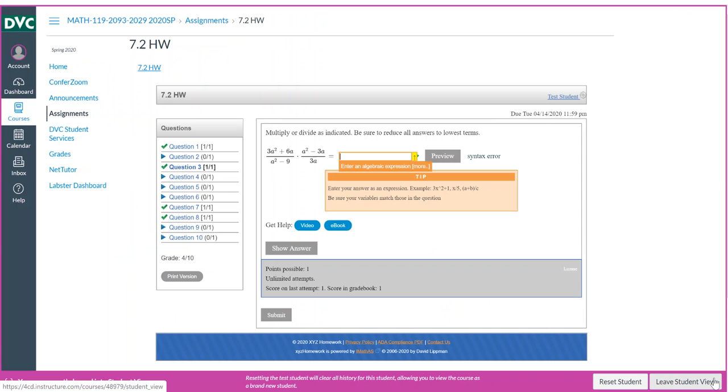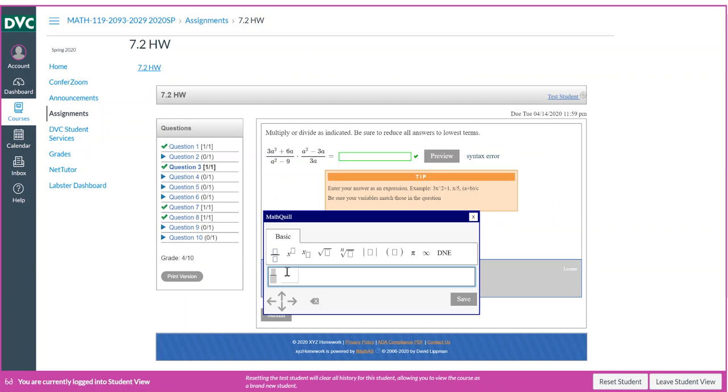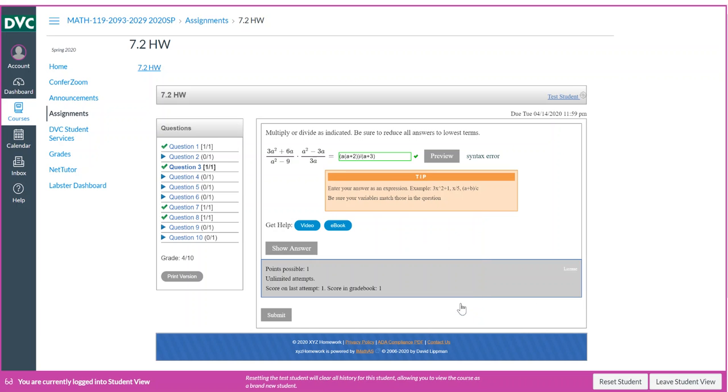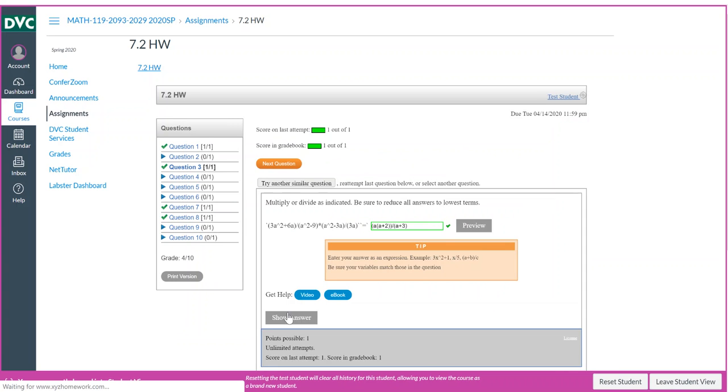Okay, so again, I'm going to use this little yellow arrow to get my fraction. Coming up into the numerator, my numerator is a times, the second I hit parentheses, it inserts 2 parentheses for me, which is helpful. Coming back inside there, I want to write an a plus 2. Down in the denominator, I want an a plus 3. I'm going to hit save. My computer can read it, the syntax is okay, and that's exactly what I want to see. So when I hit submit, let's see how I do.